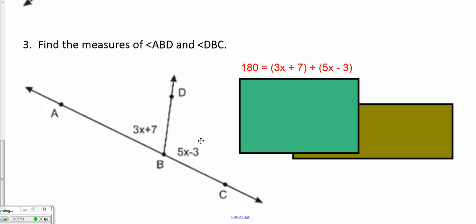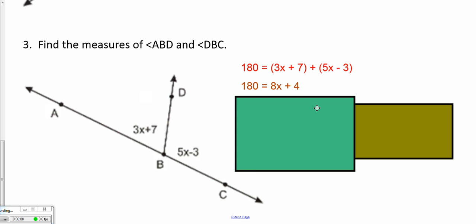Okay, it's kind of like what we did in the first one. I just skipped the step of writing those angles in. So if you're having trouble seeing where this is coming from, make sure you ask me in class. But 180 degrees, this angle plus this angle. Again, we'll just use some algebra to combine pieces.